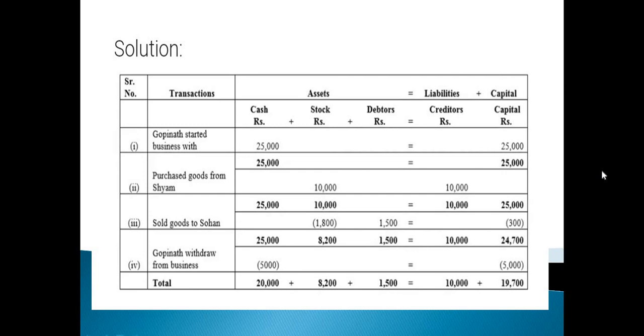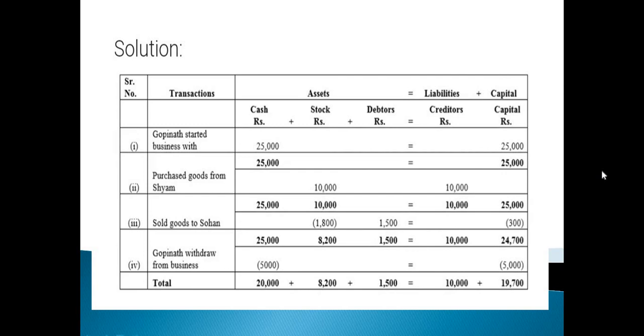Remember here, the goods cost rupees 1,800 but have been sold at rupees 1,500. So it means that Sohan has to pay the business only 1,500. So there's a discount of 300. This discount of rupees 300 will reduce the capital of the owner. That is why, on the capital side, the right hand side of the accounting equation, rupees 300 has been deducted. After deducting rupees 300, your capital remains 24,700.